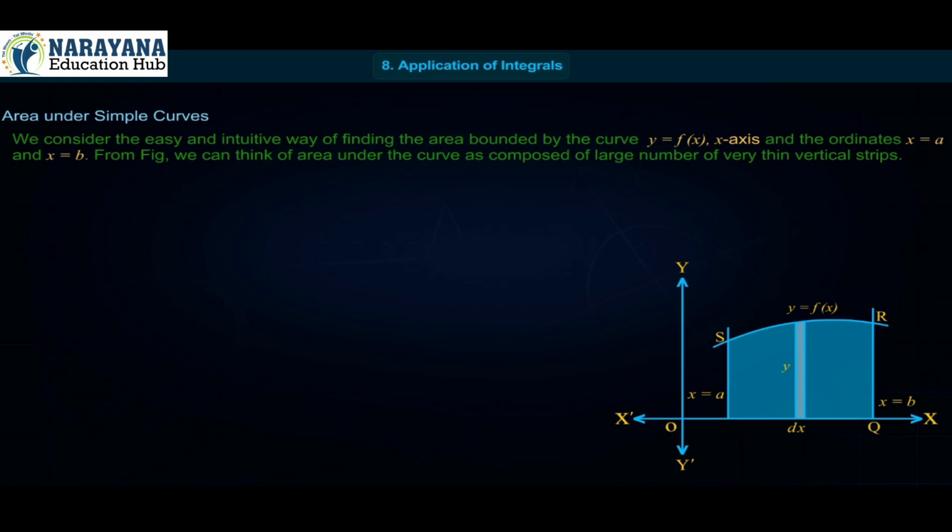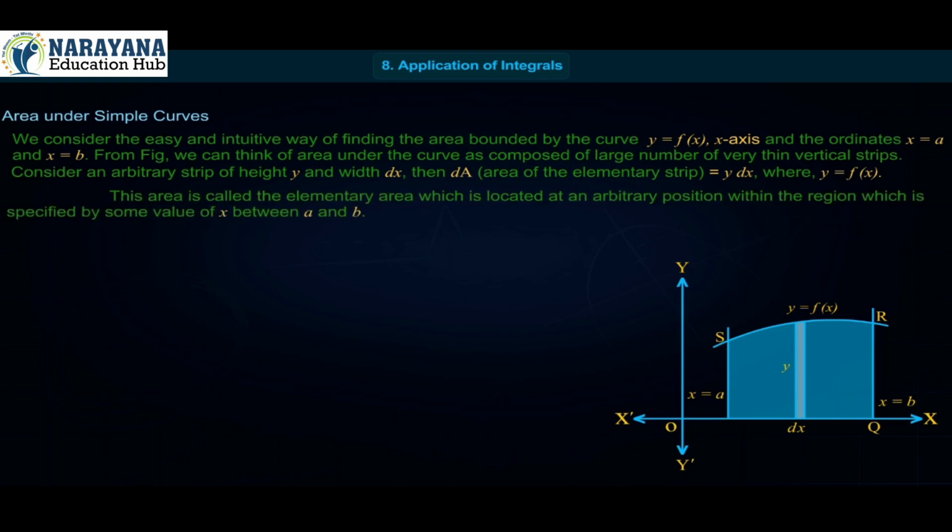From the figure, we can think of the area under the curve as composed of a large number of very thin vertical strips. Consider an arbitrary strip of height y and width dx. Then dA, the area of the elementary strip, is equal to y dx, where y = f(x). This area is called the elementary area, which is located at an arbitrary position within the region, specified by some value of x between a and b.